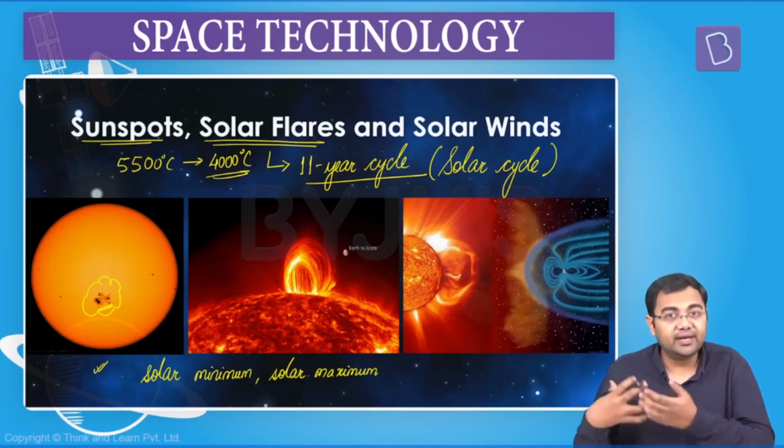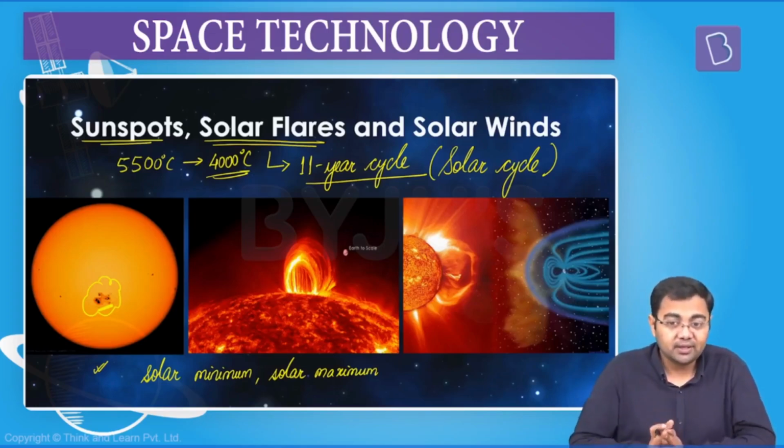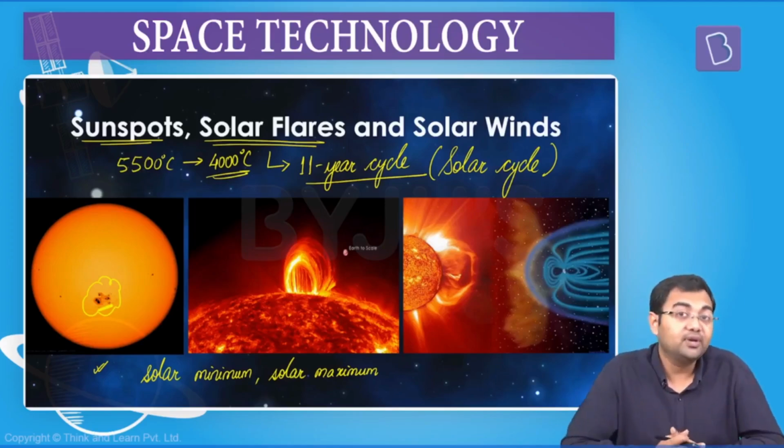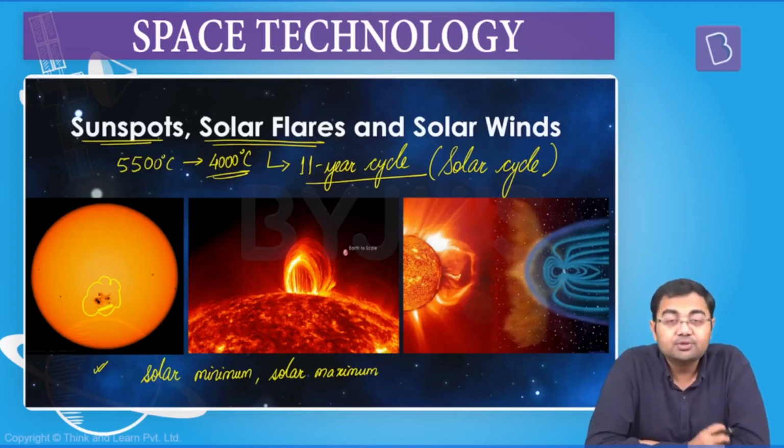Solar maximum is when you have a large number of sunspots appearing in different regions of the sun. So a large number of solar flares are also being formed. So the activities of the sun are on a rise. This is something which is called solar maximum.